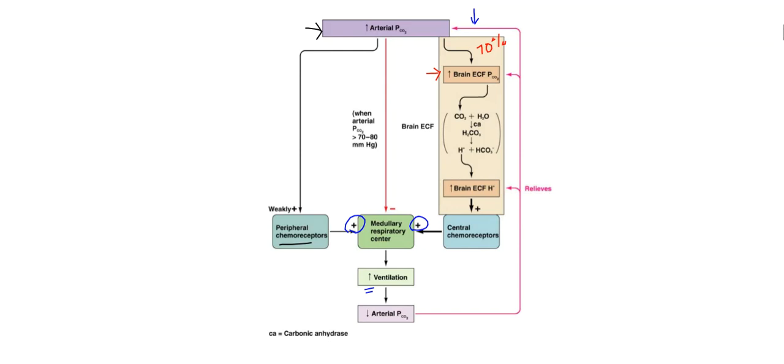You'll have a weak stimulation from your peripheral if it's mainly a CO2 issue, which is typically the one that we have an issue with. But the bulk of it is going to be by changes in the pH in your extracellular fluid in the brain. This is the last one from this slide.